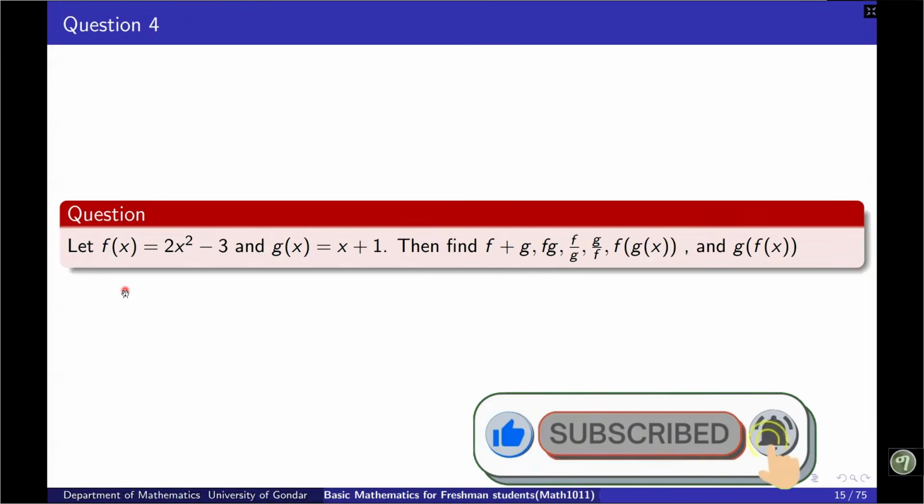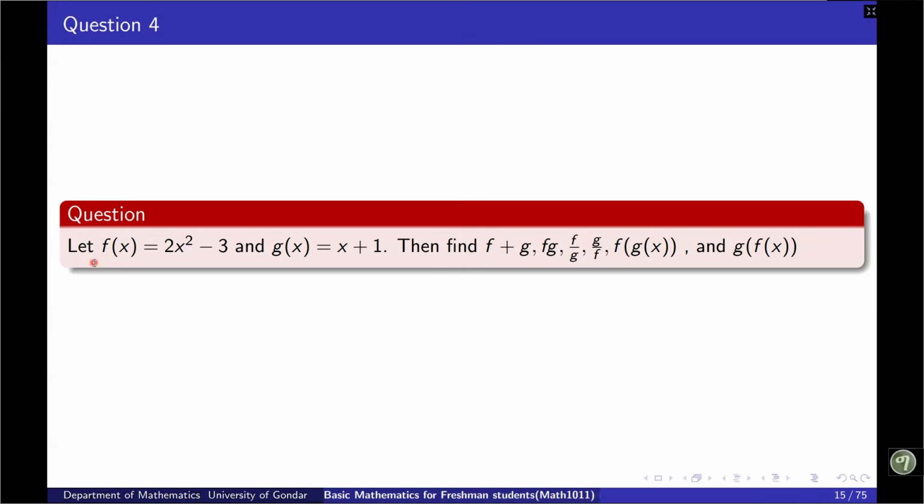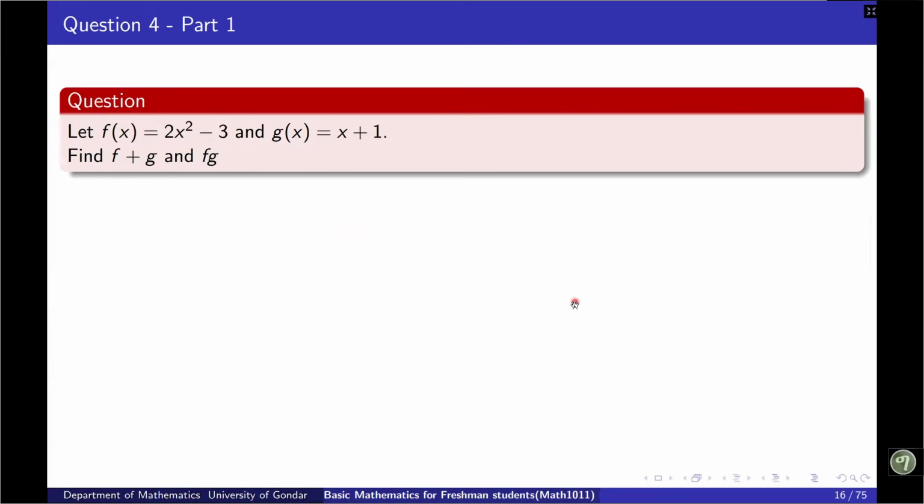Then question number 4. We are given a function f of x equal to this quadratic function and g of x to be this linear function, which is x plus 1. Then what we are asked here is just to find the operations on these: the sum, the product, the quotient of f over g and g over f, and the composition f of g of x and g of f of x. So let us see one by one.